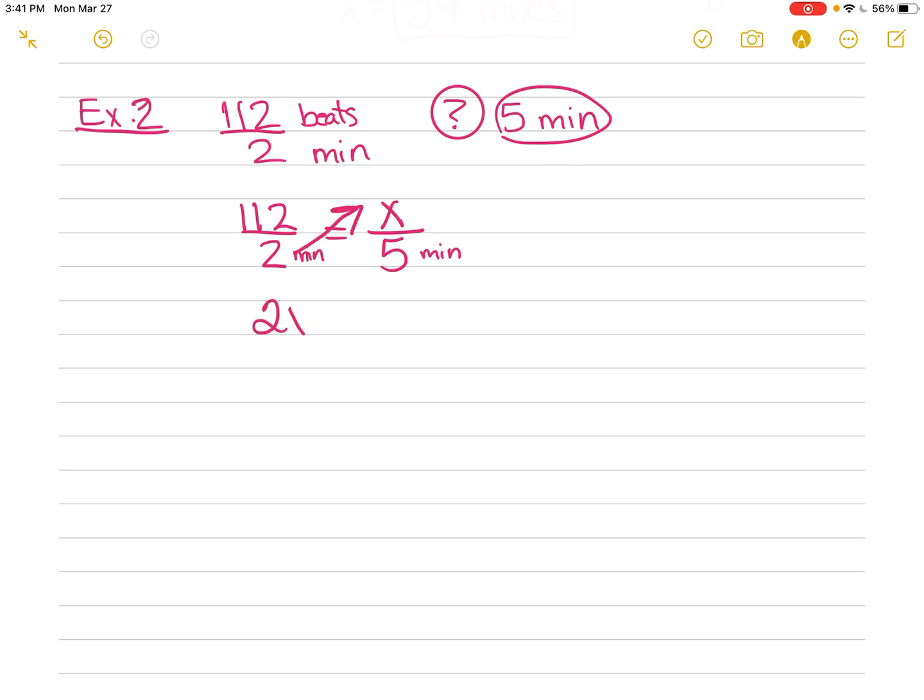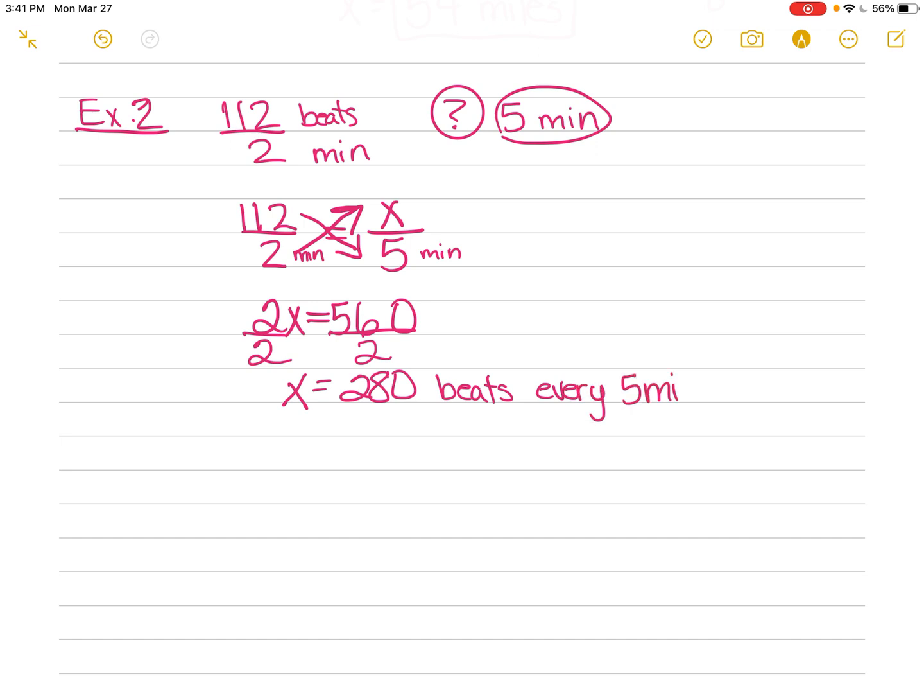2 times x is 2x. 112 times 5 is, let's see, I'm going to try to do this on my own because I don't have my calculator open, so it's 560. Then I'm going to divide by 2, and I get x equals 280. And that 280 is the beats, right? 280 beats every 5 minutes. So this is the part that you have to write down. If we're doing a word problem, you need to get in those units.